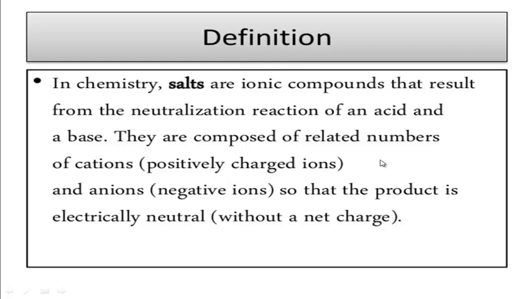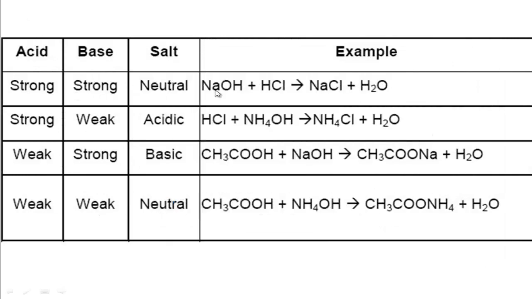And salts are composed of a positively charged ion, that is cation, and anion. Cations come from the basic part, and anions come from the acidic part. Follow here. These are examples of salt: sodium chloride salt, ammonium chloride salt, sodium acetate salt, ammonium acetate salt, etc. Follow here, sodium chloride salt. This sodium chloride salt is composed of sodium ion and chloride ion. So cation and anion, and this cation comes from base and this anion comes from acid.